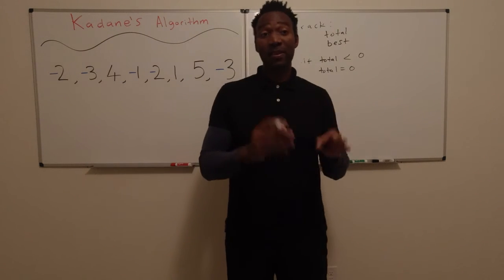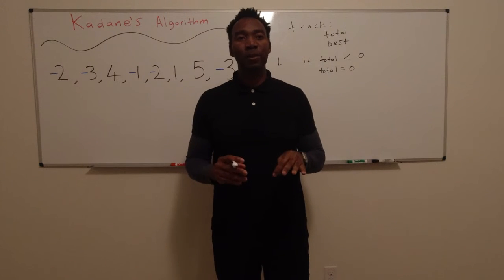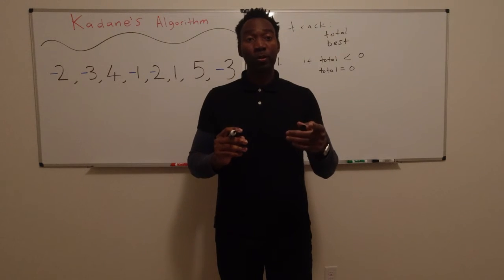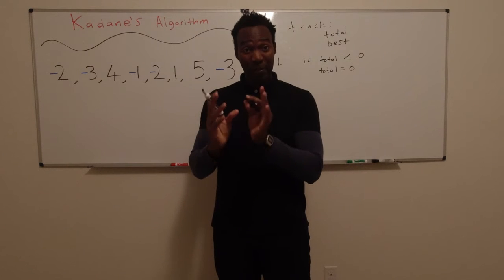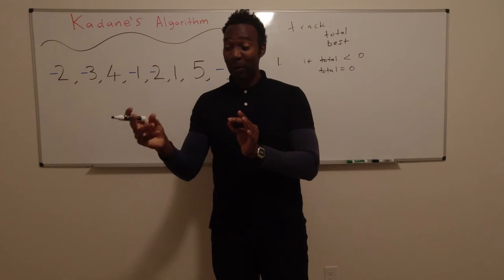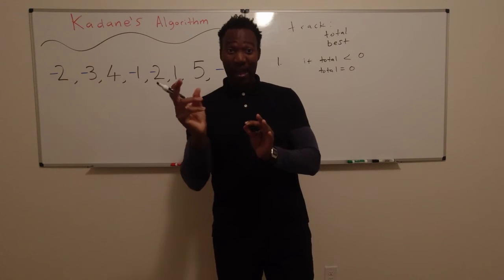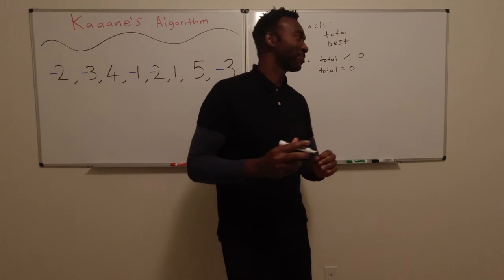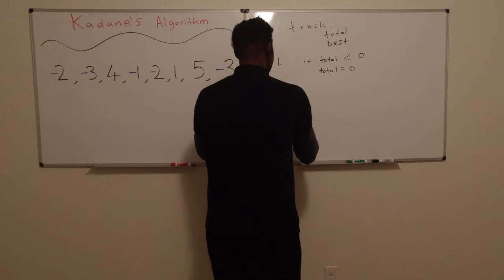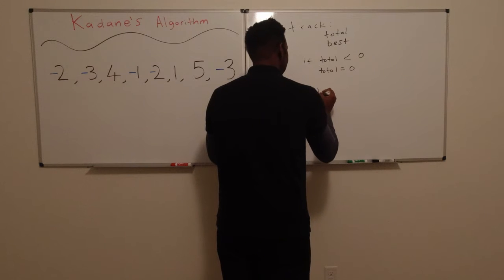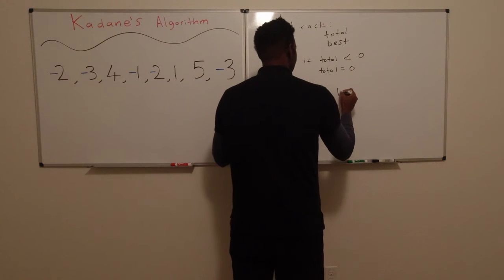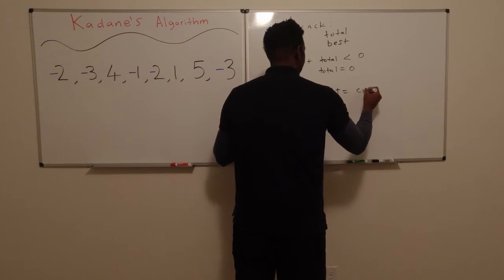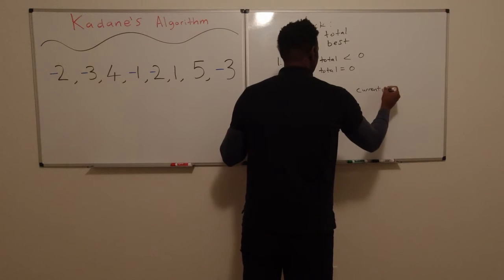The second step is this. Every single time, you're going to be updating your total by adding your current number. Keep in mind, you're looping through, right? So whatever number you see, you're going to be adding that to your total. So step 2, total plus equal to the current number that you observe.